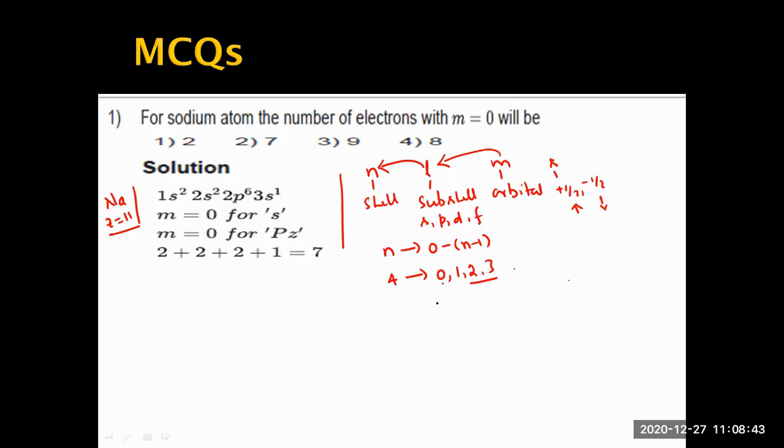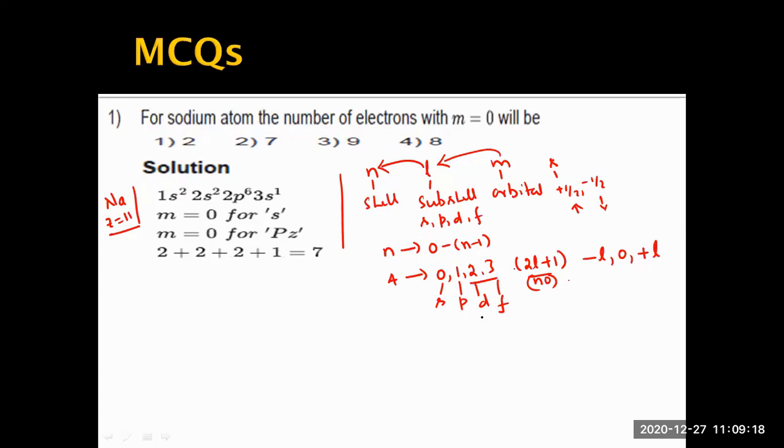Different values of L indicate different subshells. L equal to 0 is the s subshell, 1 is p, 2 is d, 3 is f, and 4 is g. That is how L varies with n. Now, how does m vary with L? For every L value, m can have 2L plus 1 values, ranging from minus L through 0 to plus L.